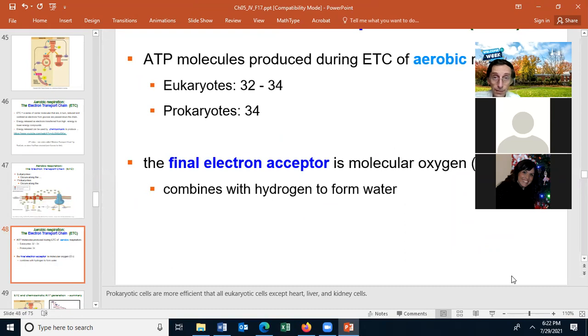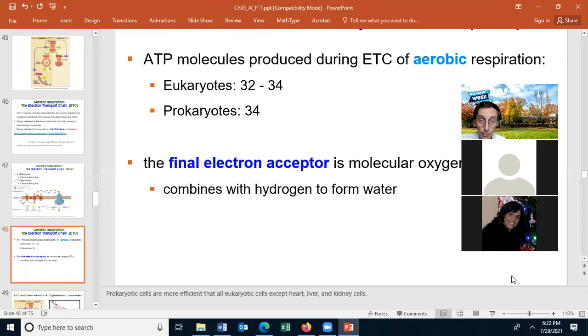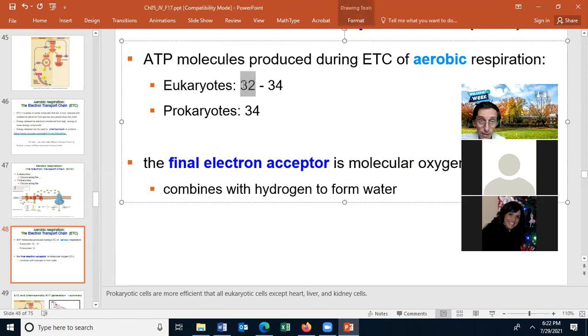All right, the ATP molecules that are produced by the electron transport chain of aerobic respiration. For eukaryotes, the electron transport chain can generate 32 to 34 ATP. For prokaryotes, they're a little more efficient. They can generate 34 ATP. Now, most of the cells in your body can only generate 32 ATP per molecule of glucose. That would be like your brain cells and your nose cells and your skin cells, your muscle cells. But there are three cells in your body which can generate 34 molecules of ATP per molecule of glucose. And those are your heart cells, your liver cells, and your kidney cells.